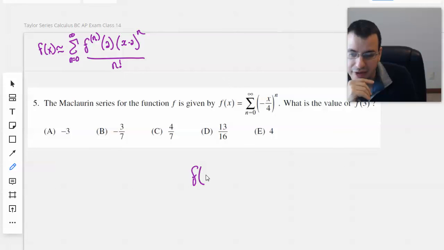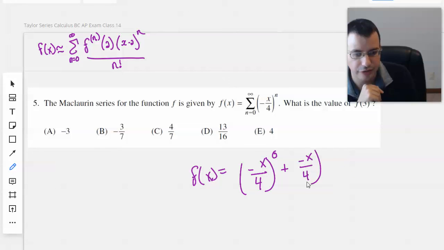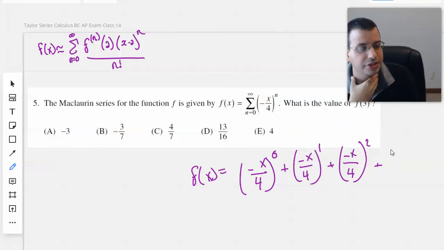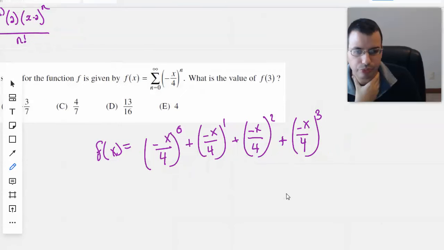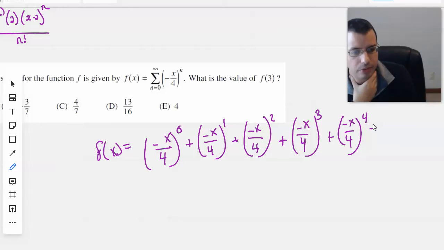So f of x equals negative x over 4 to the 0, plus negative x over 4 to the first, plus negative x over 4 squared, plus negative x over 4 cubed, plus negative x over 4 to the 4th, plus negative x over 4 to the 5th.